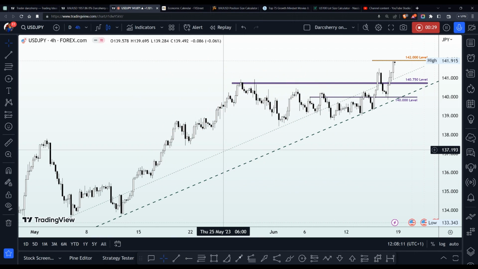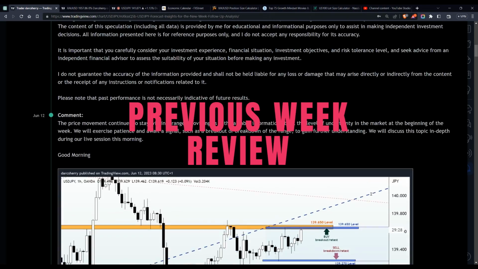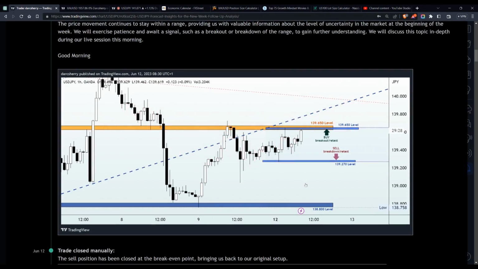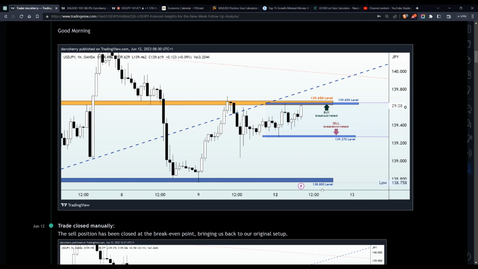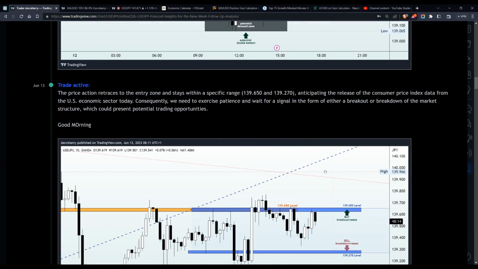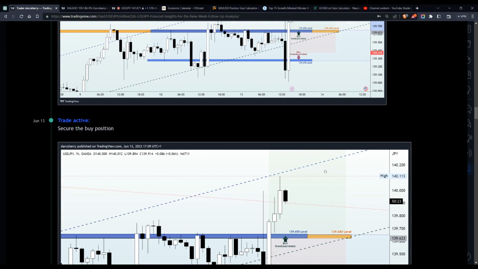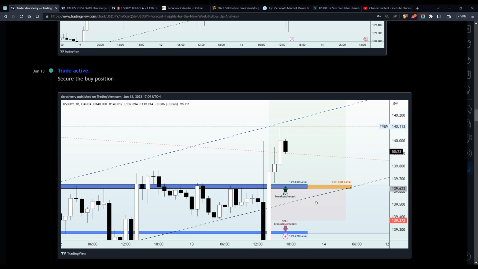Last week's trading session was quite interesting as we had moments where we bought and we also sold at some point. So I would like to share with you some of the key moments we had. At the beginning of the week, price action was ranging just around our key level situated at 139.650. The range continued for a while before we saw a significant traction in price movement. I think that happened on the 13th of June, where we finally saw the breakout of the 139.650.